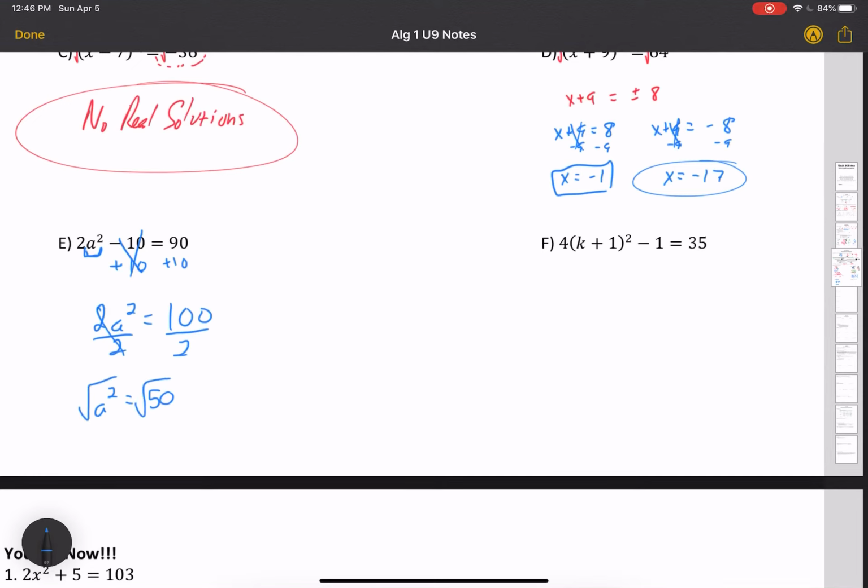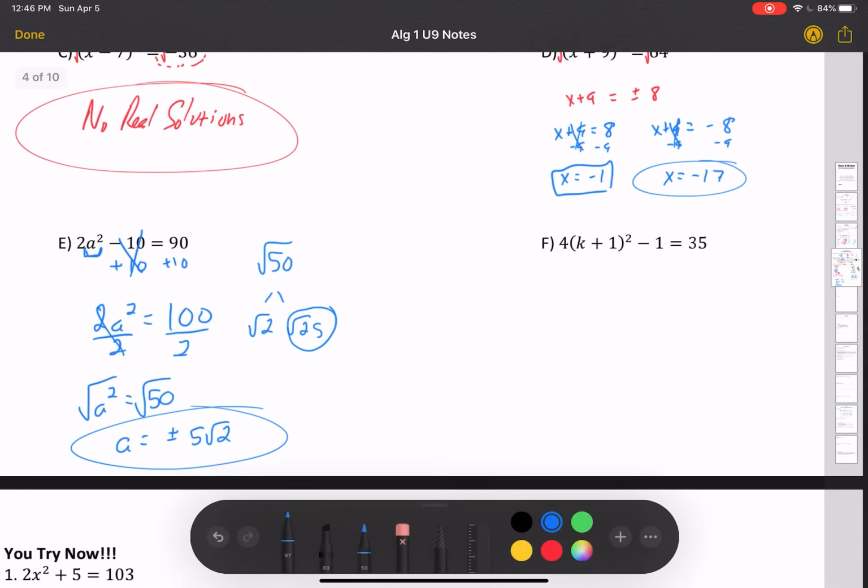When I take the square root of both sides, square root of 50 is not a nice number. So square root of 50 can break down into square root of 2 and square root of 25. Square root of 25, well, that's a nice number. That's 5. So 5 gets to come outside. So a is going to equal plus or minus 5 square roots of 2.